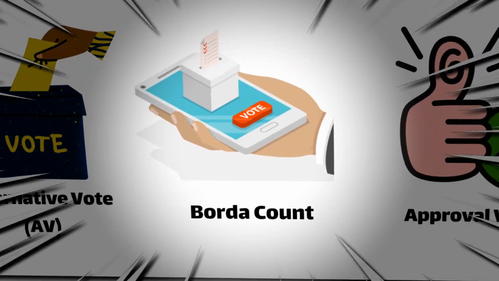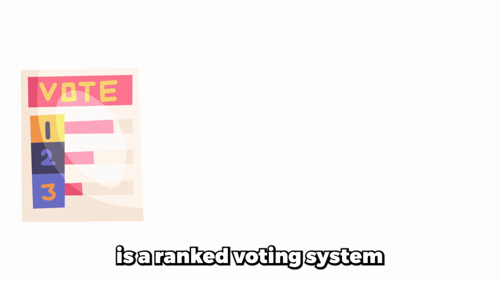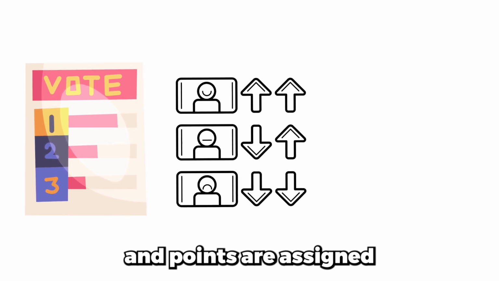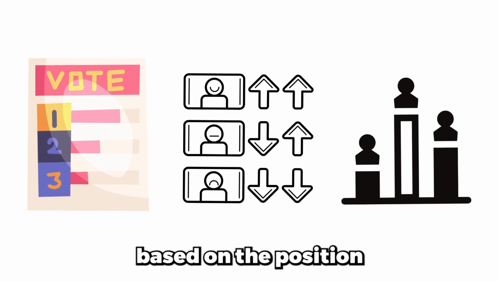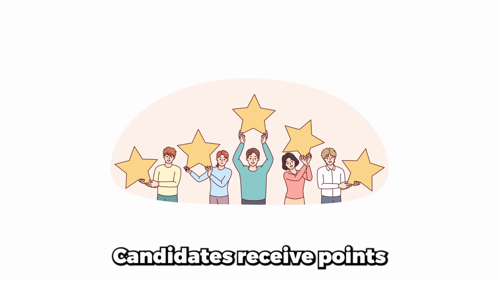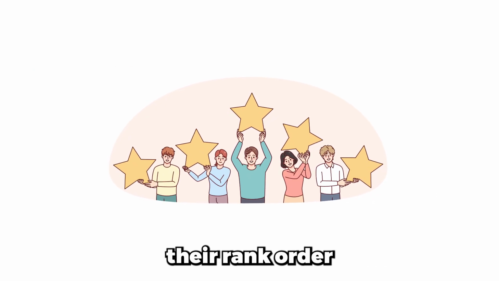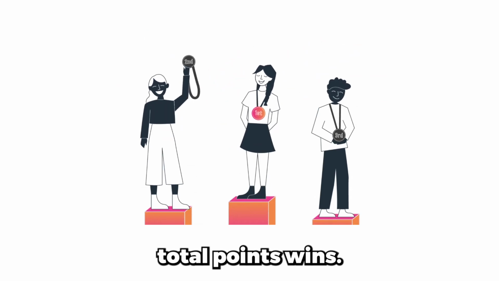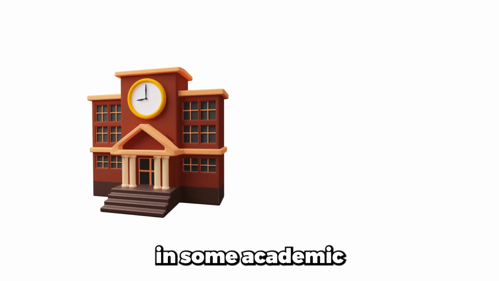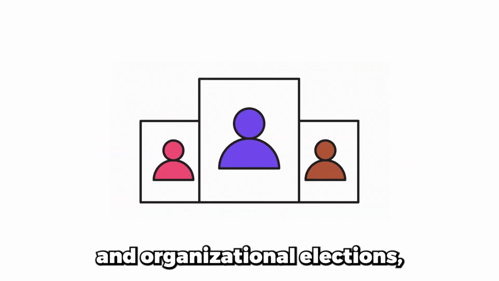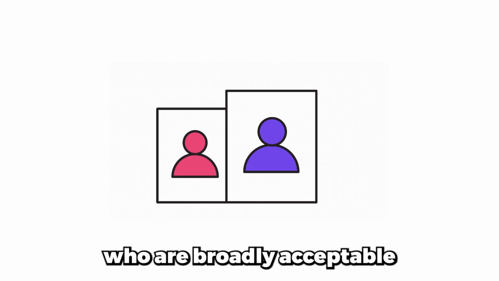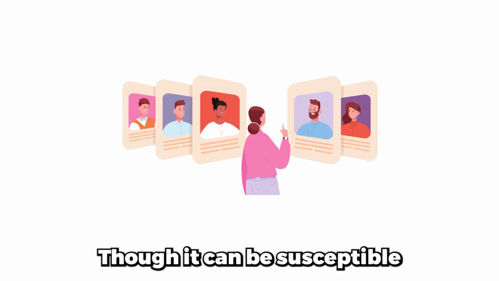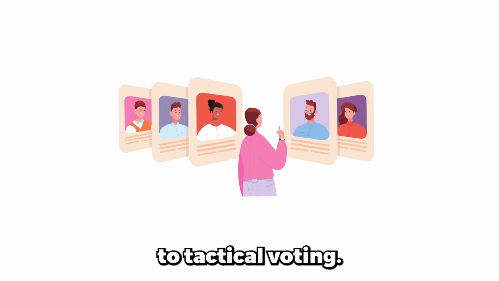Borda Count. The Borda Count is a ranked voting system where voters rank candidates, and points are assigned based on the position in which each voter ranks them. Candidates receive points corresponding to their rank order on each ballot, and the candidate with the highest total points wins. This system is used in some academic and organizational elections, encouraging moderate candidates who are broadly acceptable to the electorate, though it can be susceptible to tactical voting.